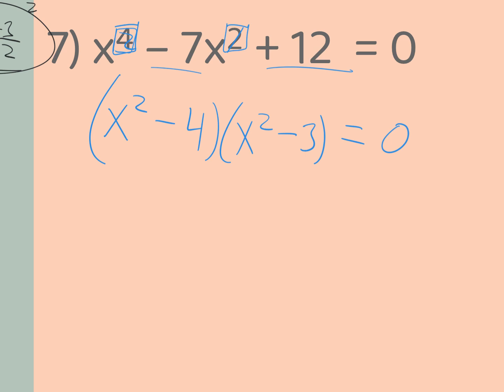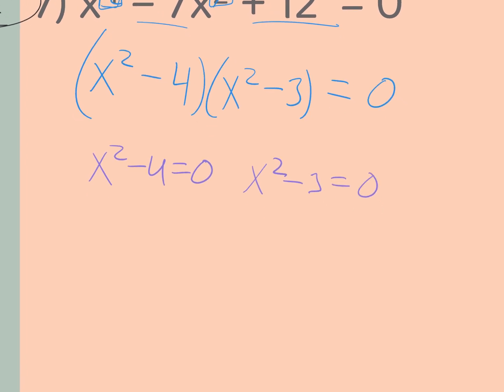All right, that okay? You guys agree? And now we set each factor equal to 0. X squared minus 4 equals 0. X squared minus 3 equals 0. And then we just add 4 on both sides to solve this one. We get x squared equals 4. And then square root both sides, we get x equals plus or minus 2.